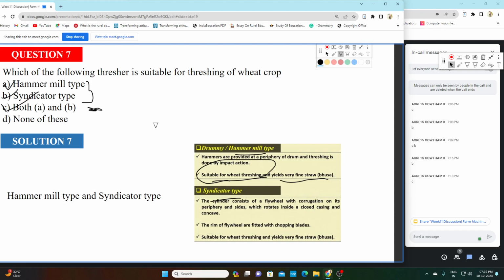So for wheat we have two basic types of threshing drum, that is hammer mill and syndicated type. For rice we have wire loop type thresher, and for multi-crop we have spike tooth and axial flow type of thresher. So option C is your correct answer.